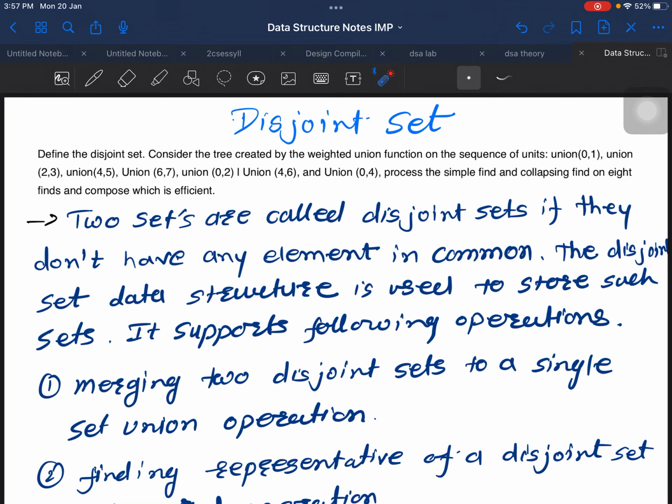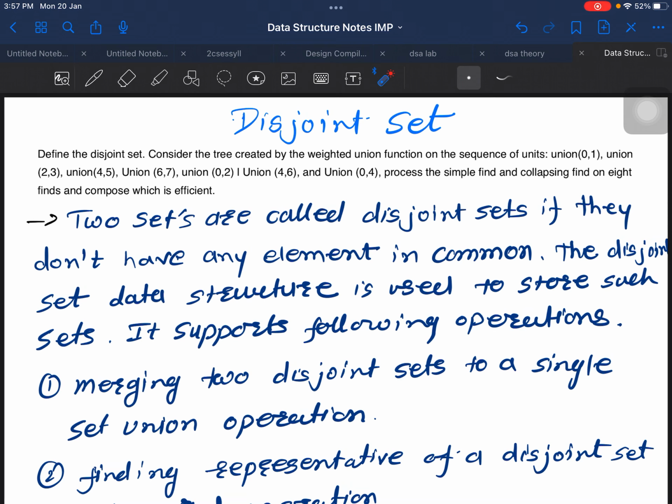So see here, we have a definition. Two sets are called disjoint sets if they don't have any elements in common. So if in two sets there is even one common element, then we cannot say that both the sets are disjoint. If we are talking about disjoint sets, then there should not be any common element.